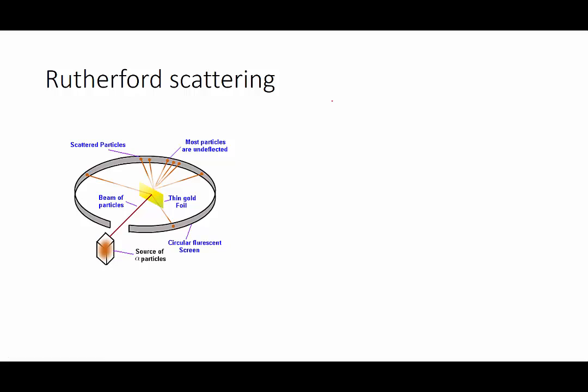Right, Rutherford scattering. Rutherford did an experiment where he fired alpha particles at a thin sheet of gold foil to see what would happen. The previous model had been the plum pudding model, which suggested that the atom was mostly positive charge with little electrons embedded in it. And this proved that wrong.